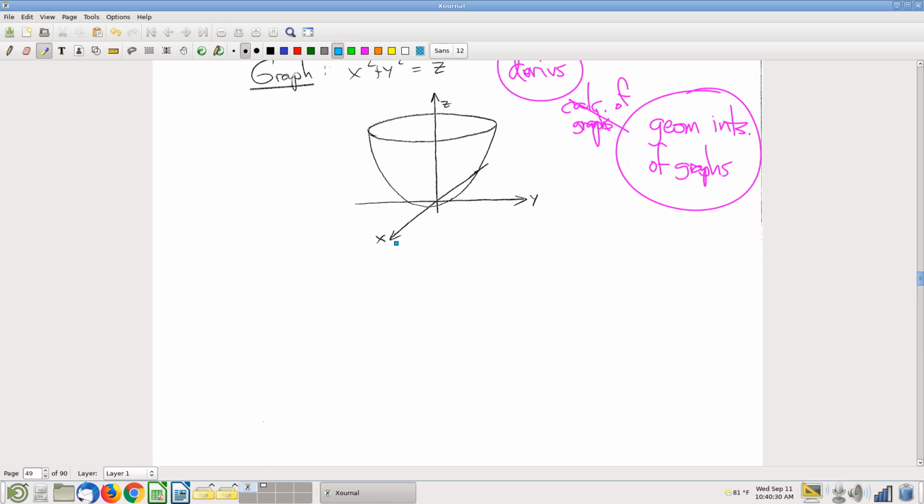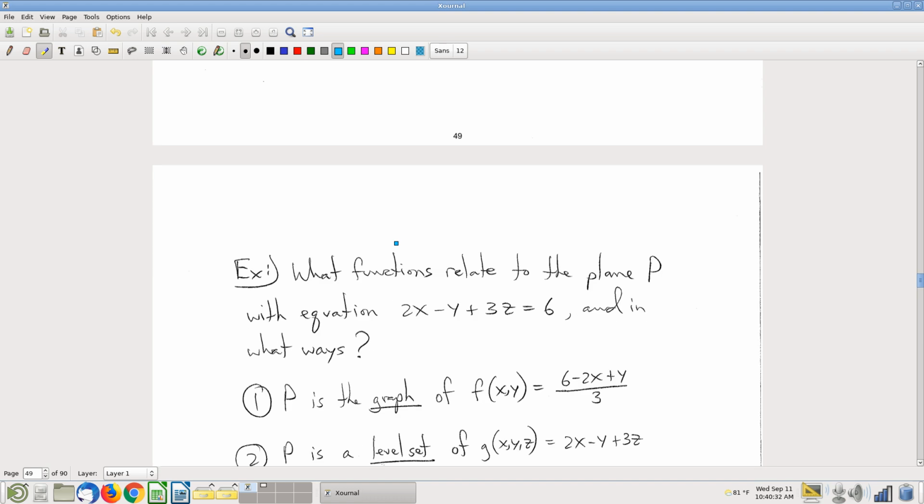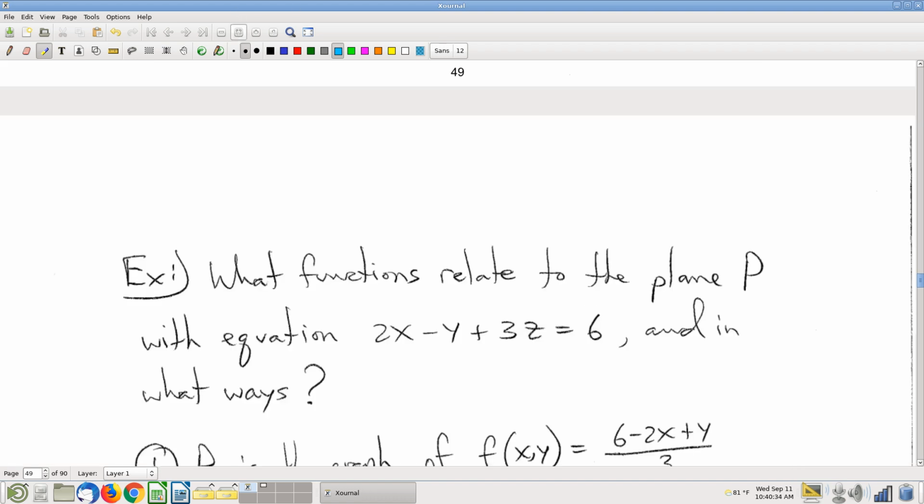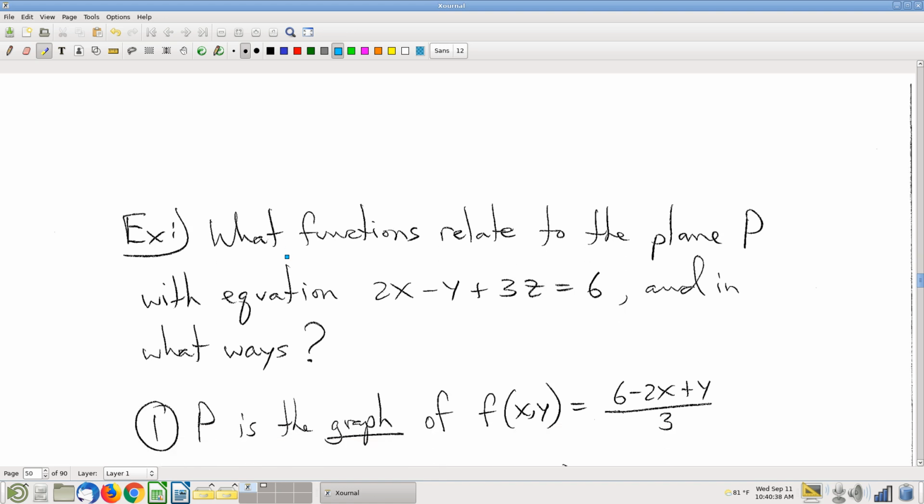Here's an example to help you make the distinction, coming at this from a different point of view. Let's look at this plane. Here's the equation of a plane. Is this plane a graph of something? And if so, what is this a graph of? It's so easy to just mess up on this and think it's a graph of, I don't know, that.